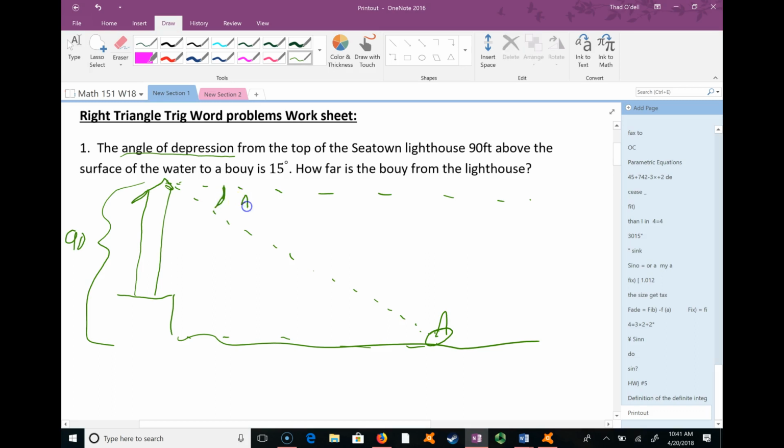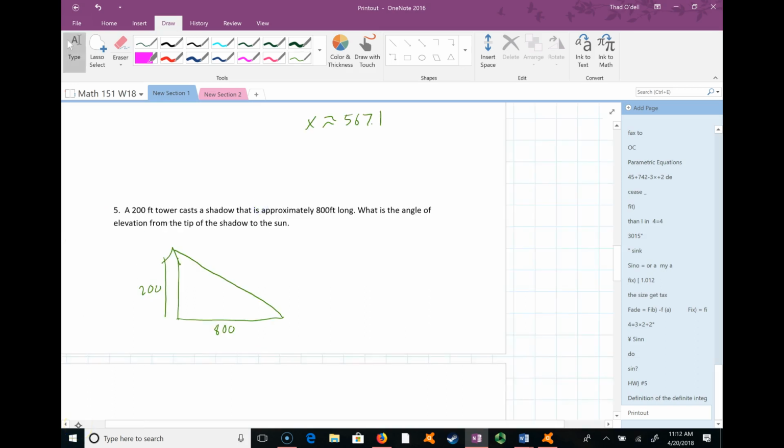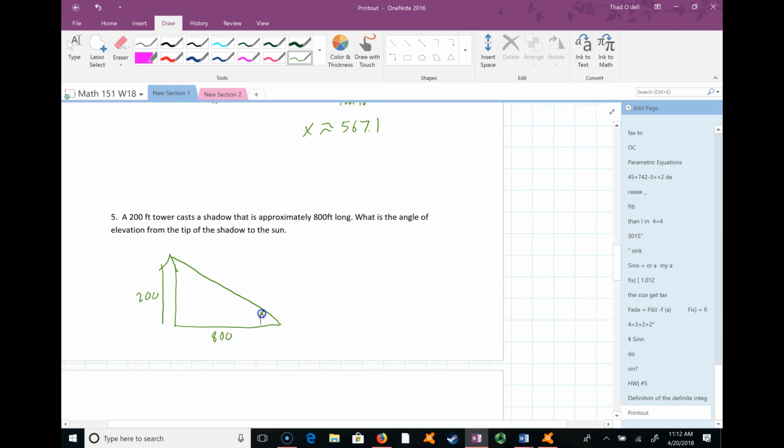We'll call it AOD. So we have a 200-foot tower. So again, we know, let's see, what is the angle of elevation? So the angle of elevation would be this guy right here. As I'm looking up from the tip of the shadow, that's the angle of elevation between the horizontal line and the line of sight. We'll call that theta, and we know the opposite side and the adjacent side, so that again makes me think of tangent. So tangent of theta is equal to opposite over adjacent.